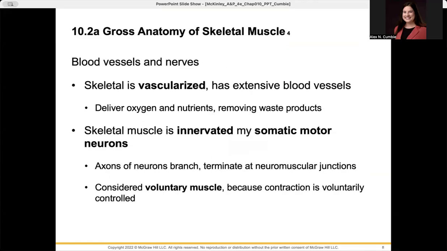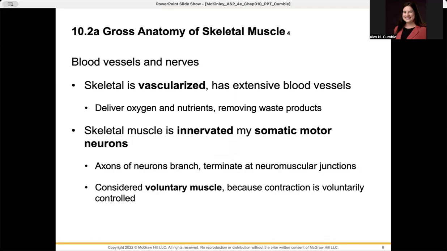For additional structures, we'll just mention blood vessels and nerves. We're not going to get too much into what specific ones they are until we get to the nervous system chapter. But skeletal muscle is vascularized, meaning there are blood vessels there. The reason for this is because since we are constantly moving these muscles, we definitely need a good nutrient supply and oxygen supply so we can produce ATP. And then we have production of different wastes that need to be taken away from those cells.